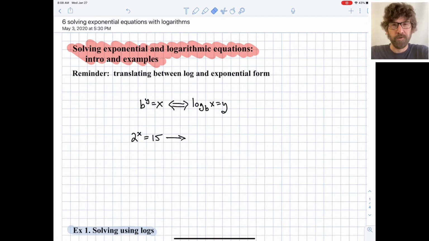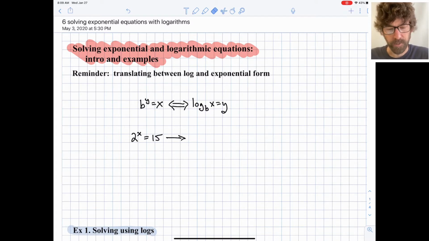All right, this is a video on solving exponential and logarithmic equations, and we'll start off with an introduction and then do a few solved examples. And really our main goal here is to be able to solve for an exponent without resorting to tech tools like a graphing calculator or something like that, or guessing and checking, okay?